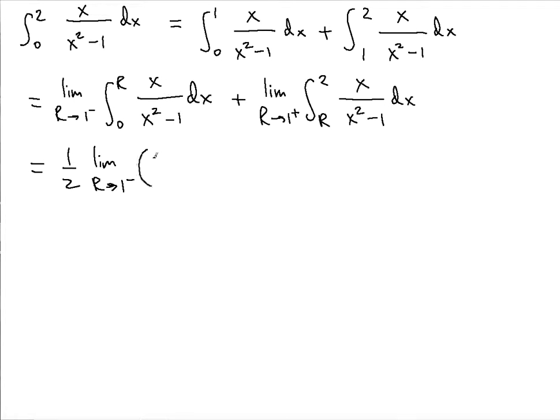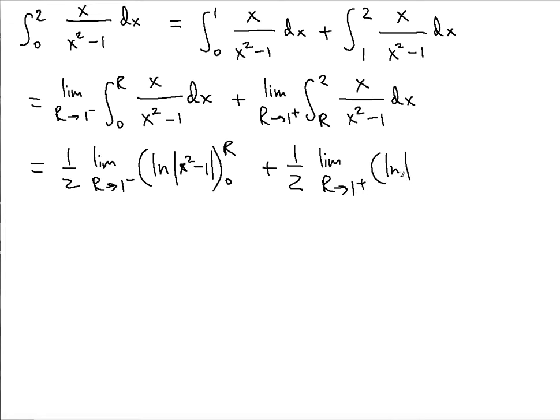So we will have ln, and let's have absolute value bars, because when x is equal to 0, you will have -1, and inputs of ln can never be negative. So we have to have absolute value bars, |x squared minus 1|, because ln u is ln of x squared minus 1, evaluated from 0 to r. And same thing again, there's a 1/2 coefficient, plus 1/2 the limit as r approaches 1 from the right, and that's going to be ln again, |x squared minus 1| evaluated from r to 2.